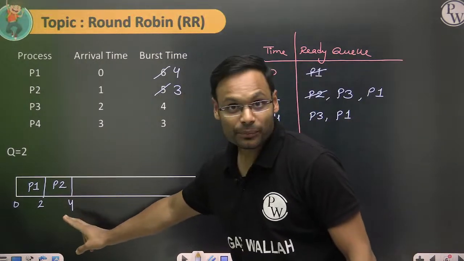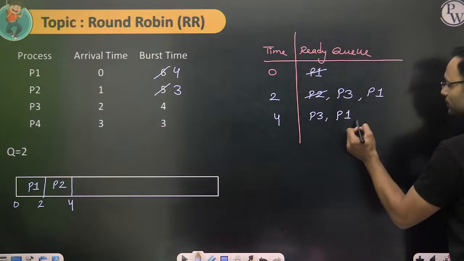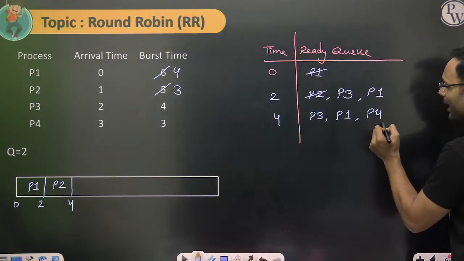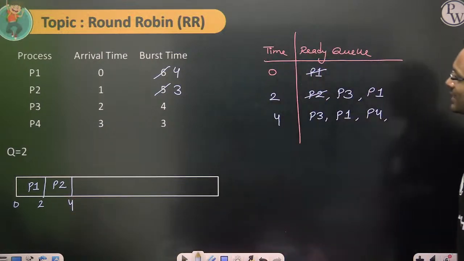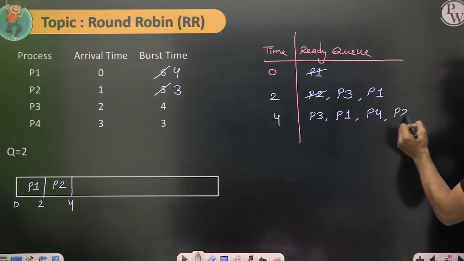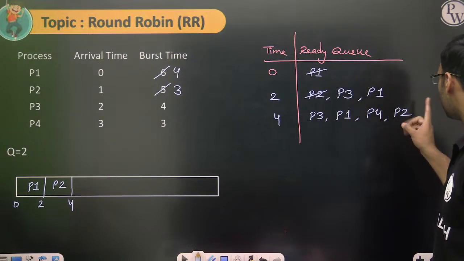From 0 to 4, did any other process arrive? Yes. At time 3, P4 arrived. I have added it to the queue. And then P2 completes its burst, so P2 will be added at the end of the queue. Now the sequence is P3, P1, P4, P2.